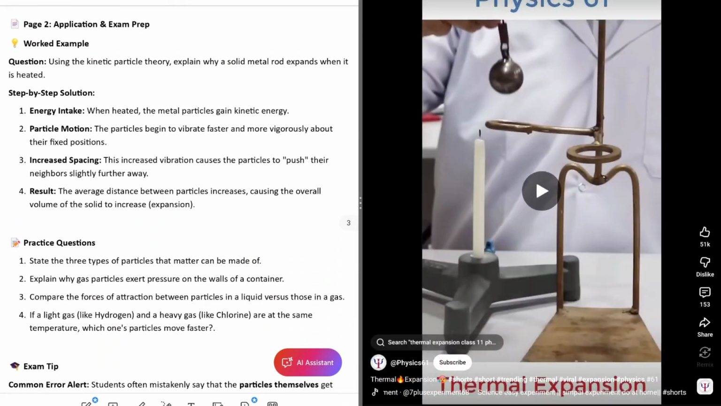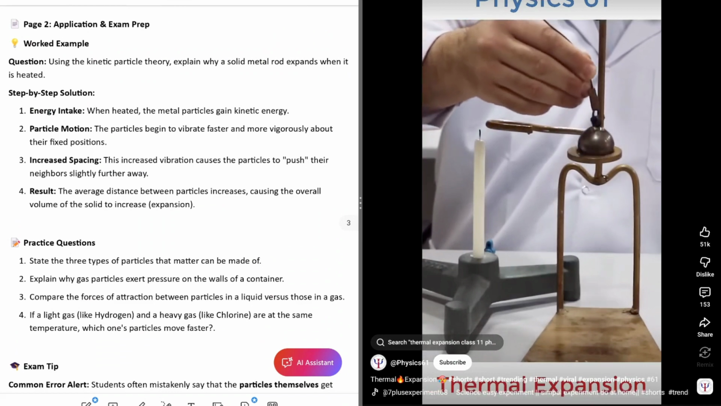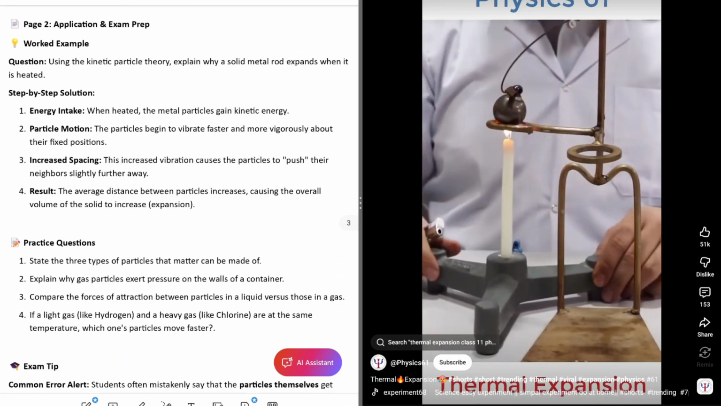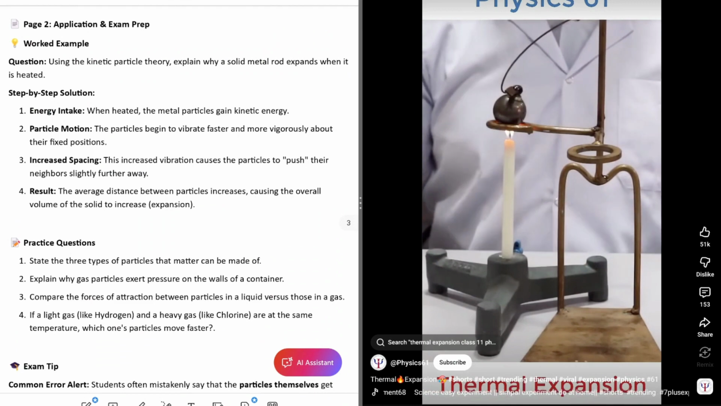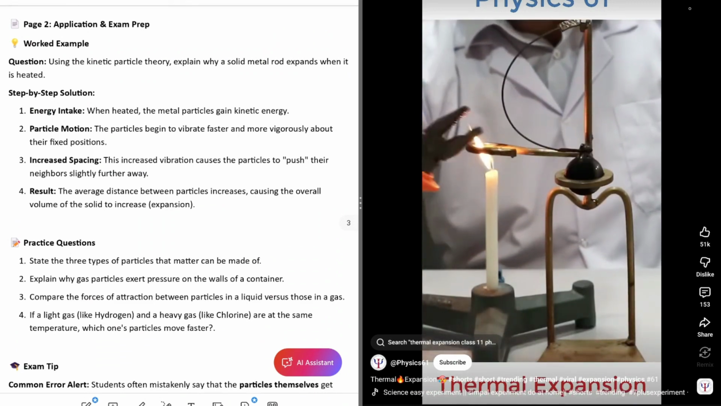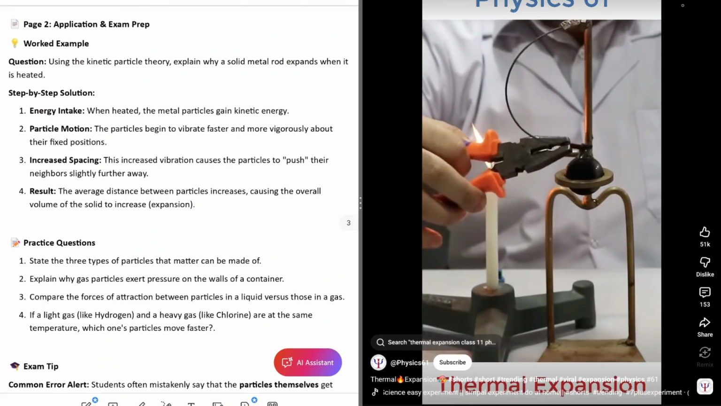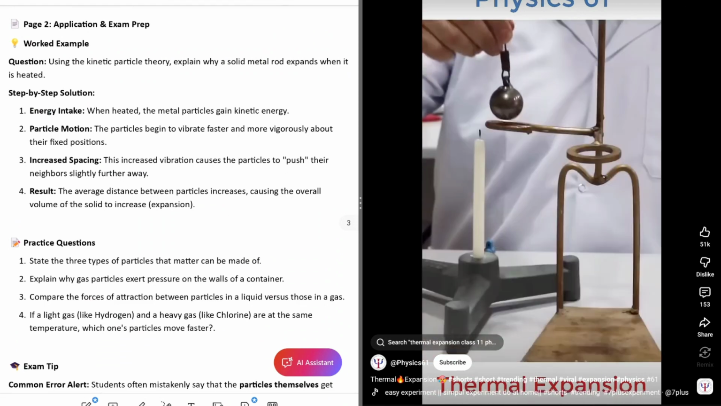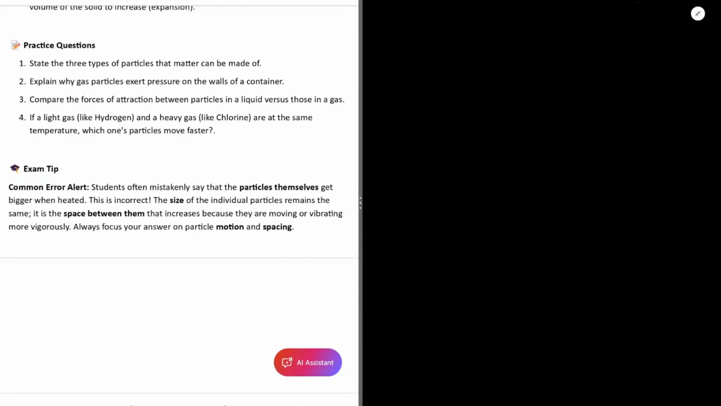Let's look at the ball and ring experiment. It doesn't fit anymore. So I want you to pause the video right here and try the 4 practice questions and see how many you get. Okay, let's check your work.